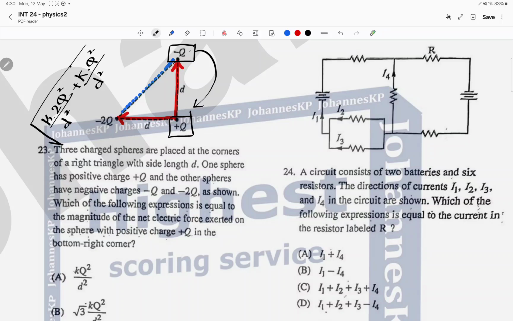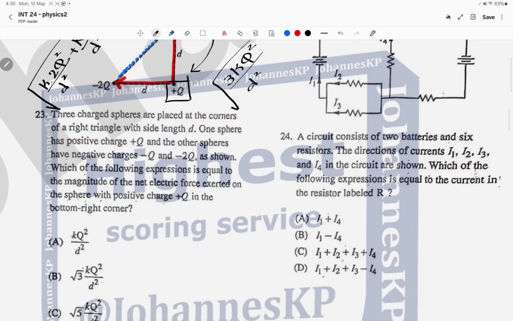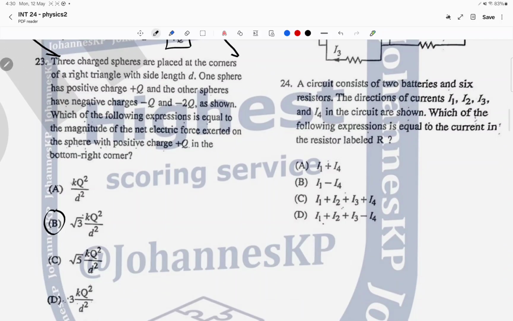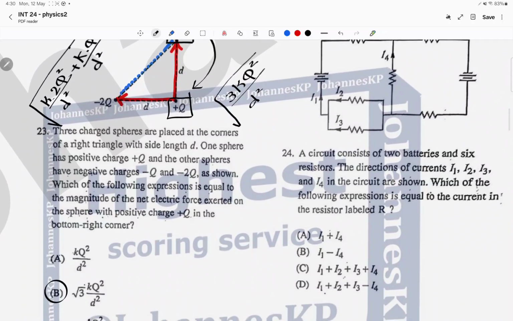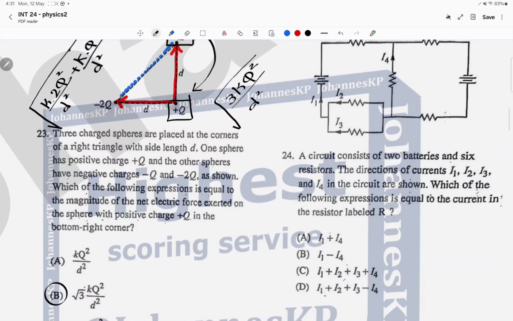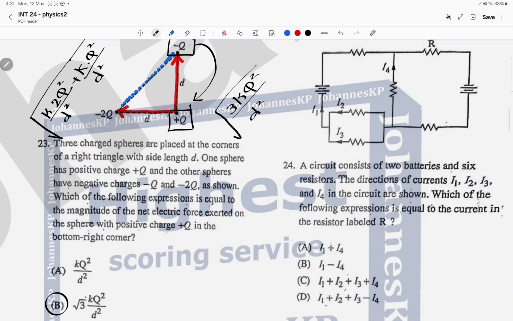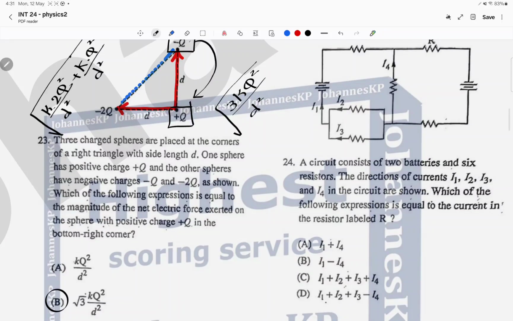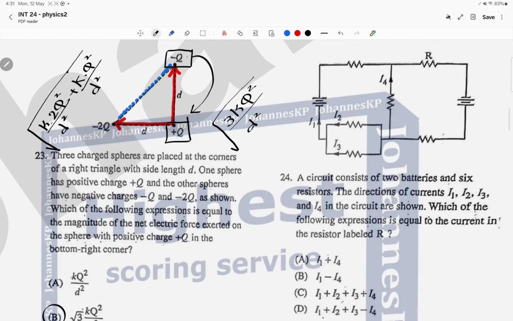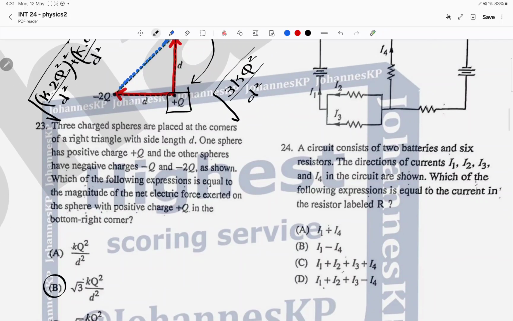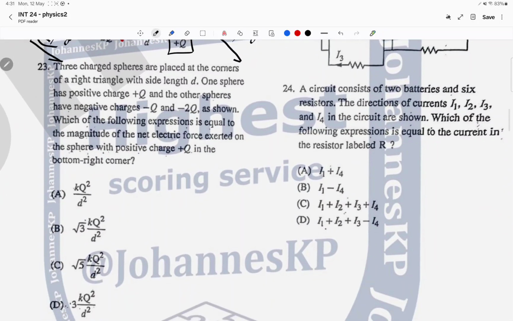Okay, let's now do some simple math. So we'll get 3K Q squared over D squared under the square root. That means you must have the square root of 3, right? So choose B. Easy. Wait, is there a mistake? Oh shoot, I must have squared everything here. So that's gonna be a 4, that would be 5 actually. So C, root of 5.